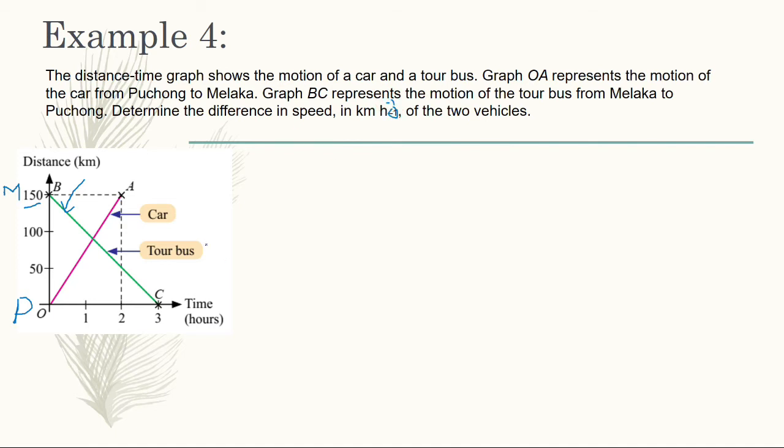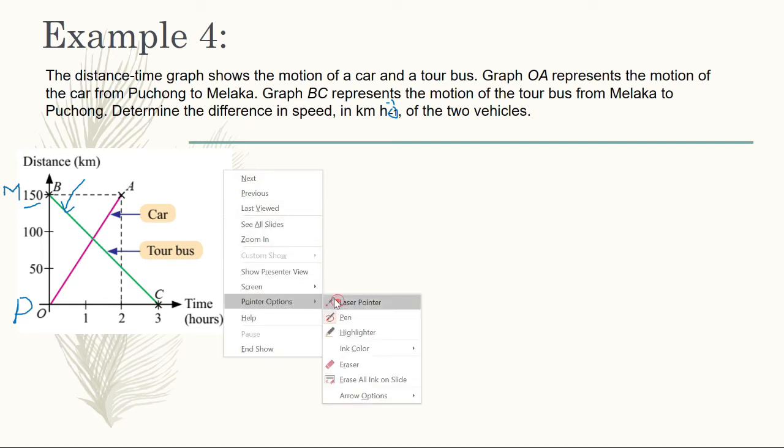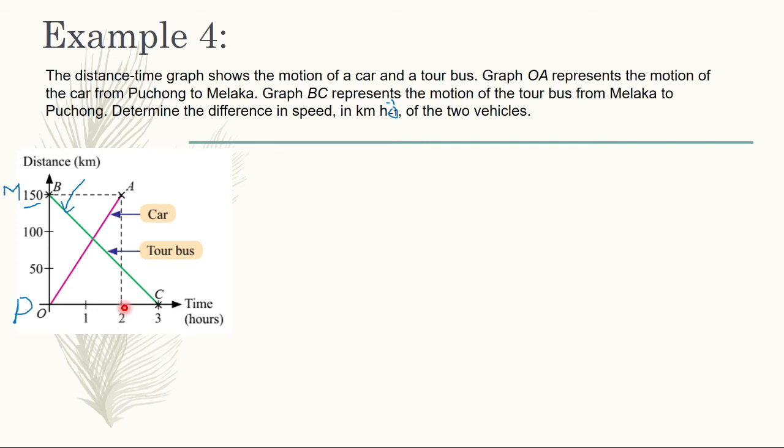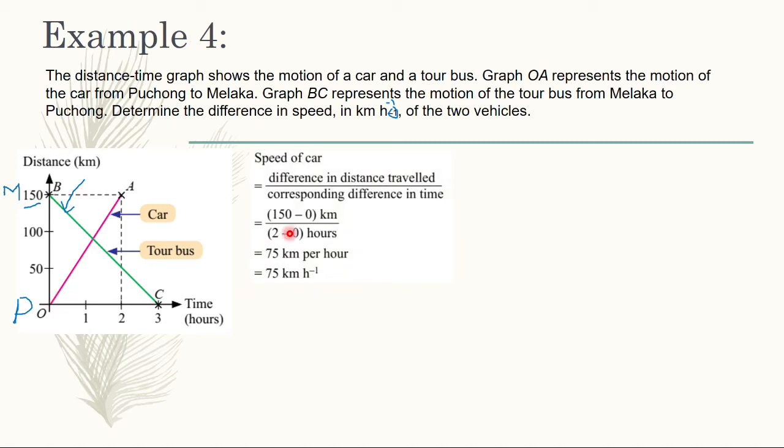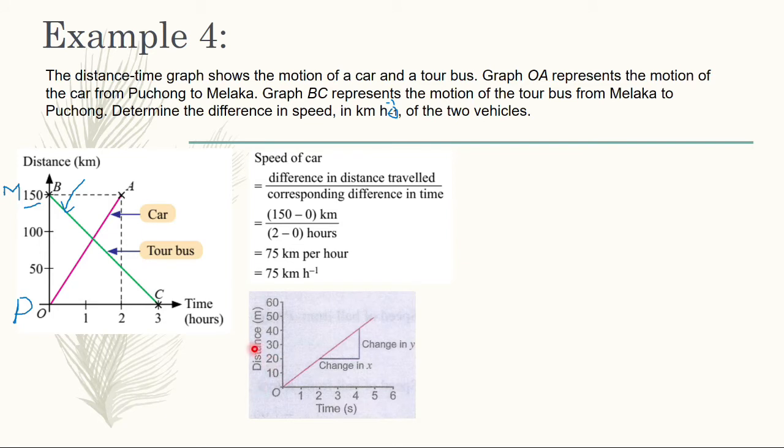Okay, so first we are going to find the speed of the car first, from O to A. To find the speed of the car, we have to use the vertical difference, which is 150 minus 0 over 2 minus 0, because this is a line, right? 150 minus 0. So you will get 75 kilometers per hour. Okay, then to find out the next one, it's the same thing.